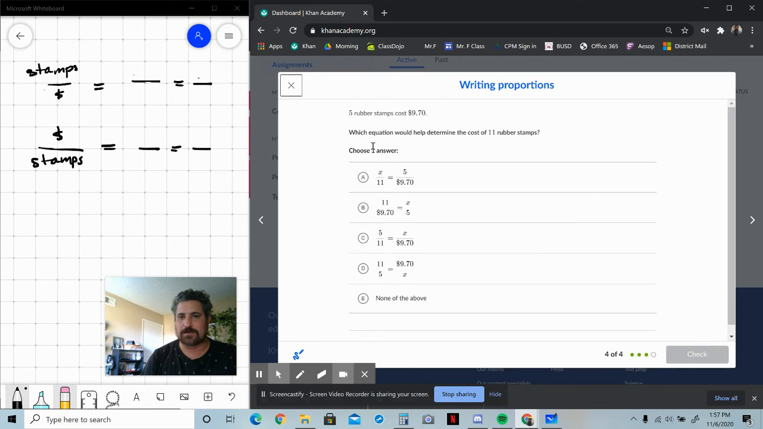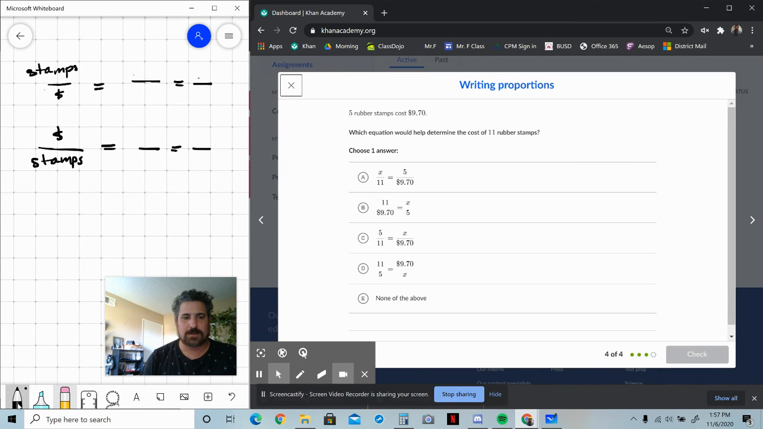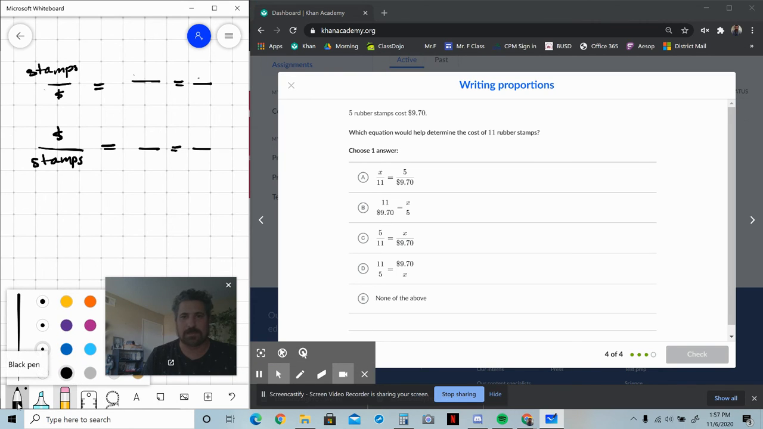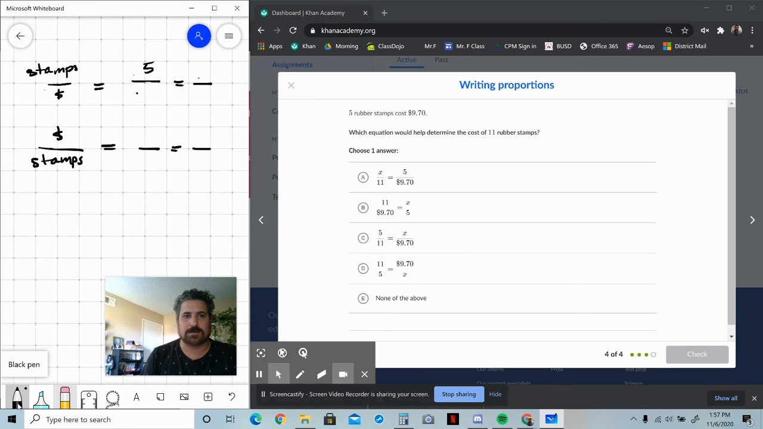Either way, you set this up. So this is 5 rubber stamps for $9.70. So you can do it either like this. You can say we have 5 stamps for $9.70, or we can say we have $9.70 for 5 stamps. It doesn't matter which way you set it up as long as you're consistent.